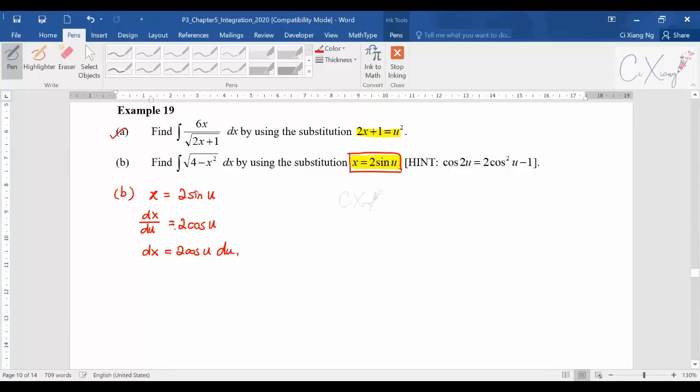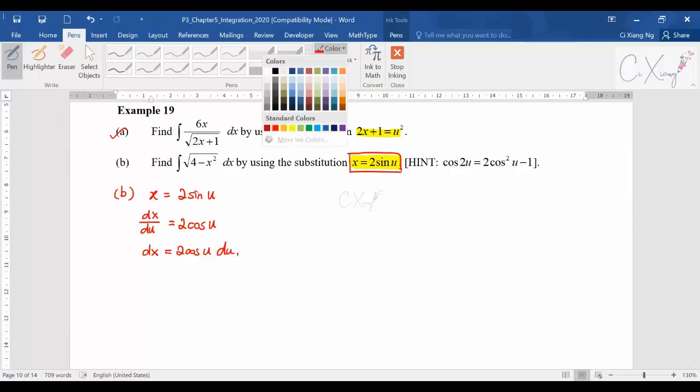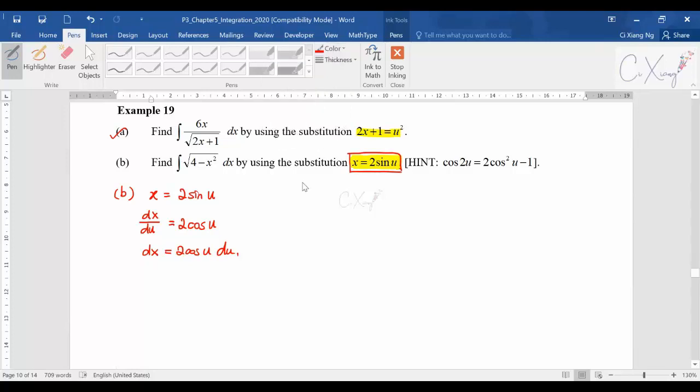Once you settle the differentiation for the substitution, you start to substitute and change all the expressions in the question. You see that all these are x: you are having x squared and dx. You want to change everything into u before we can do the integration.